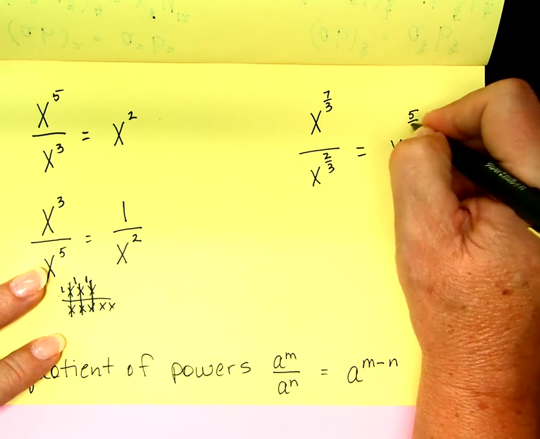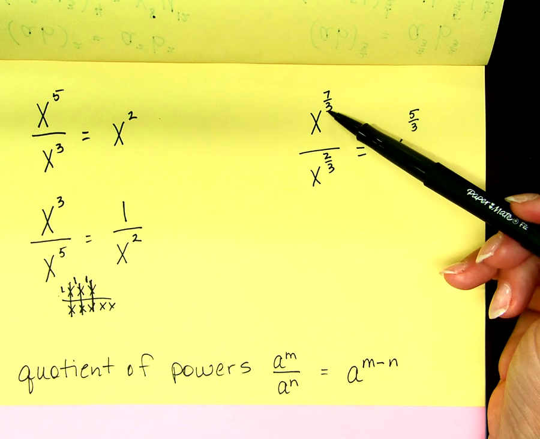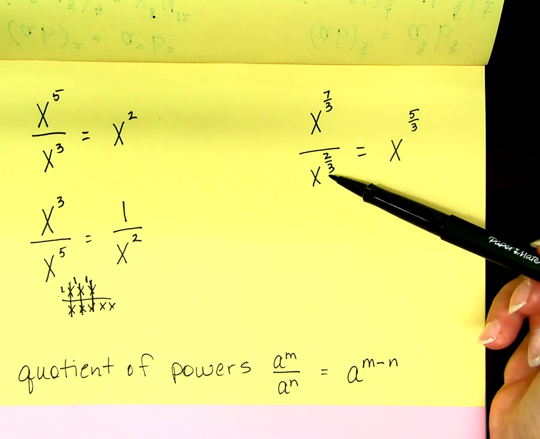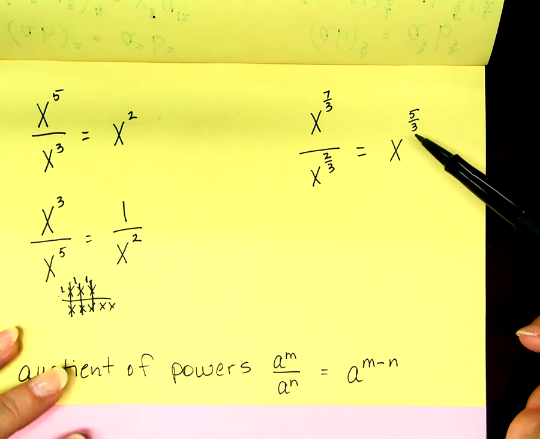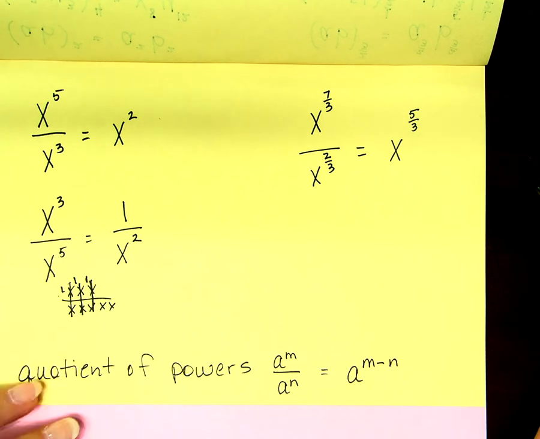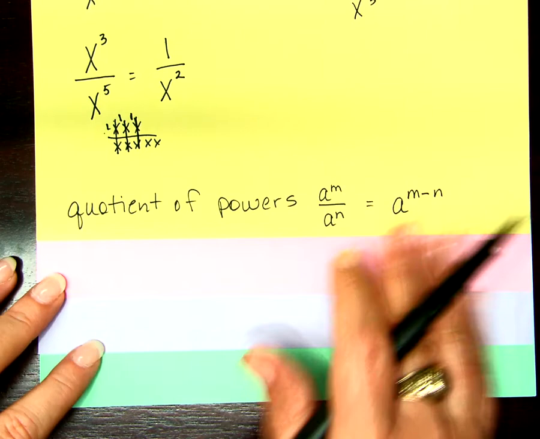So 5/3, right? Why can I just straight up subtract those? They have a common denominator. When they have a common denominator, I subtract the numerators and keep the denominator, don't I? Everybody okay so far? Okay.